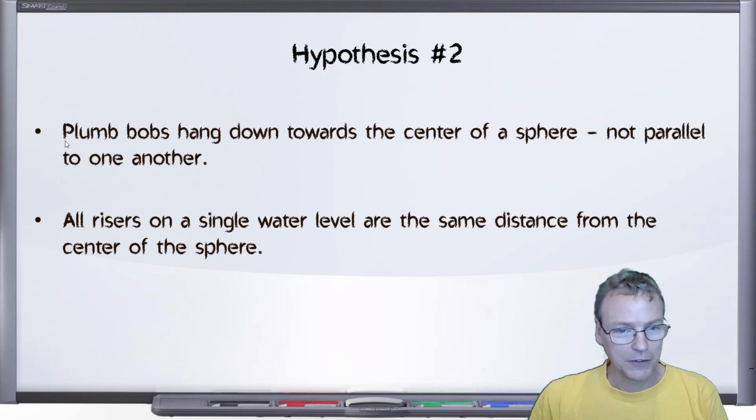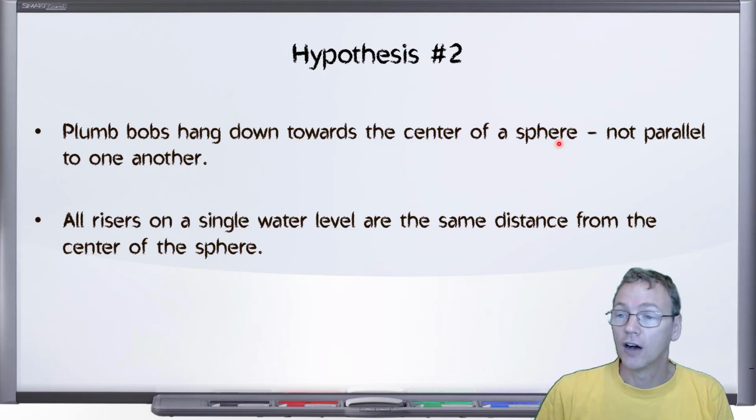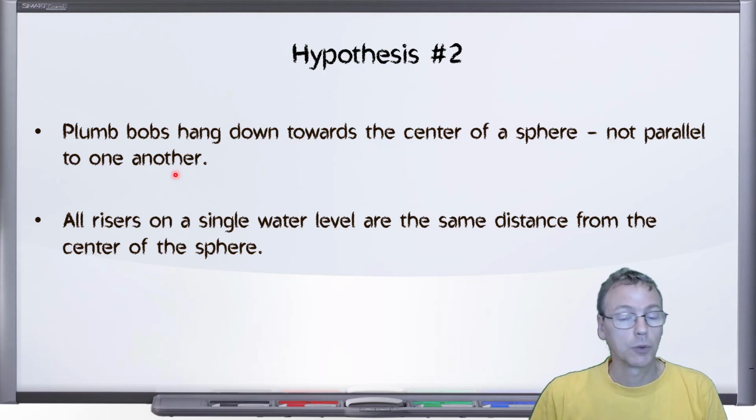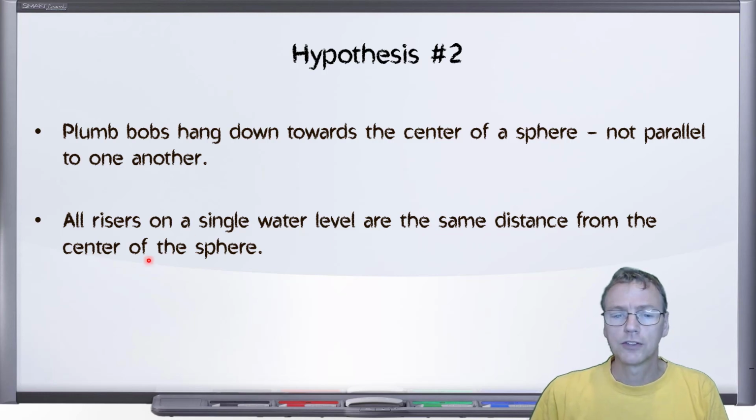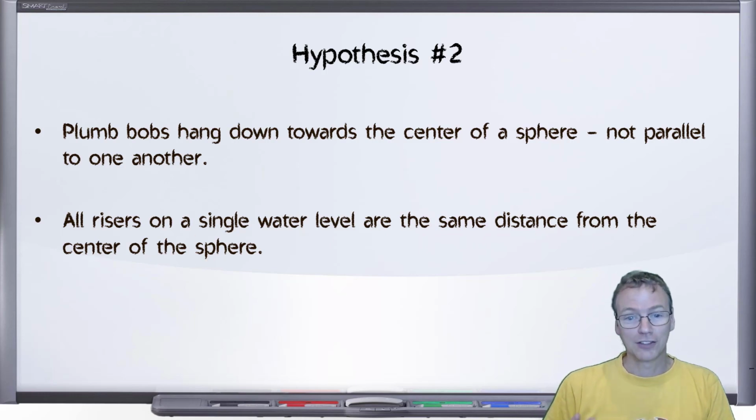We are now hypothesizing plumb bobs hang down towards the center of a sphere, and they are not parallel to one another. Okay? And all risers on a single water level are the same distance from the center of that same sphere. So that is hypothesis number 2.